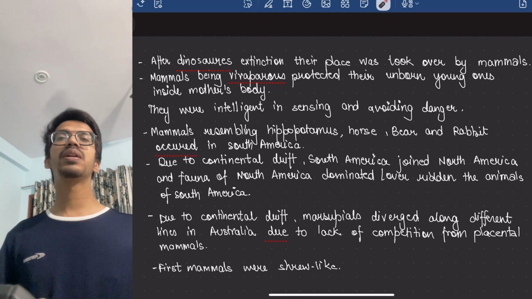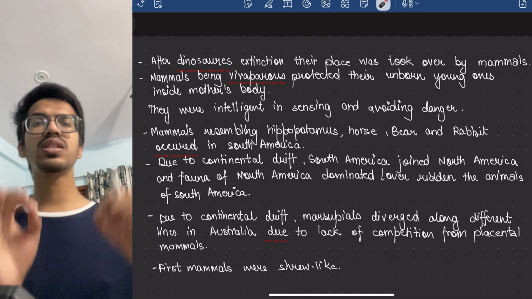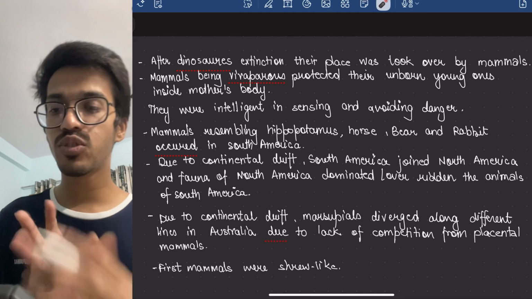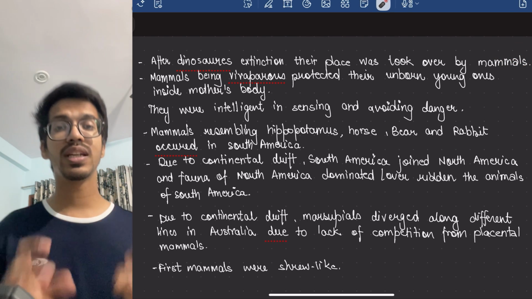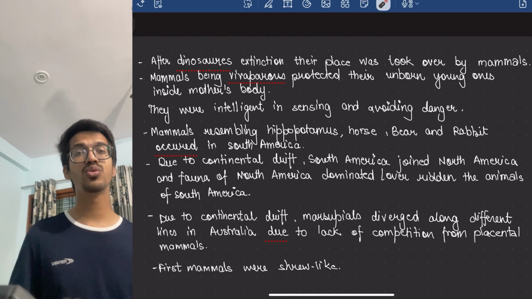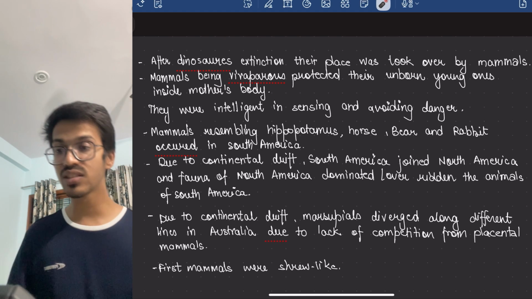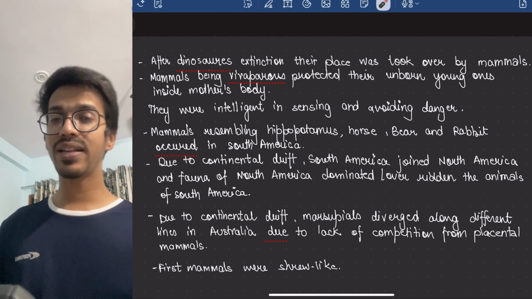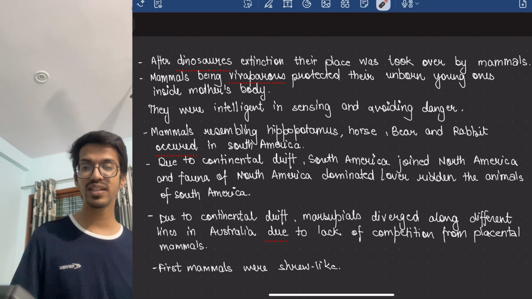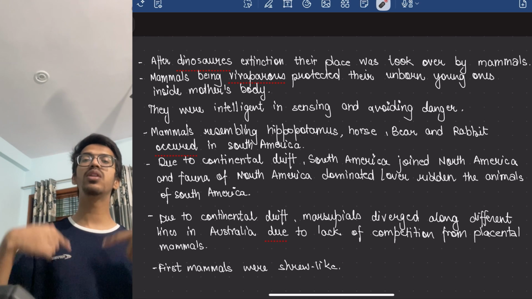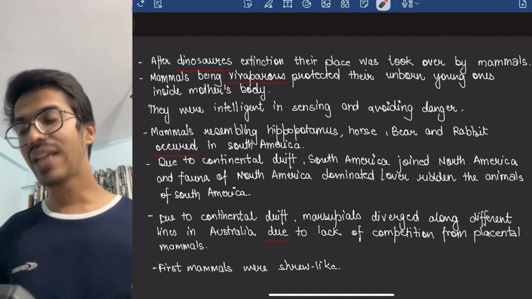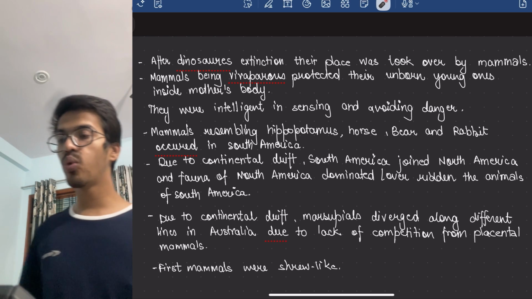And after the disappearance of the dinosaurs, the most abundant organisms became mammals. Initially the mammals gave birth directly to the young ones. They are more protected compared to laying eggs and then keeping them. So they are better at sensing dangers, avoiding dangers, and quickly taking action to safeguard themselves. So their survival increases. So mammals diversified and became more abundant.